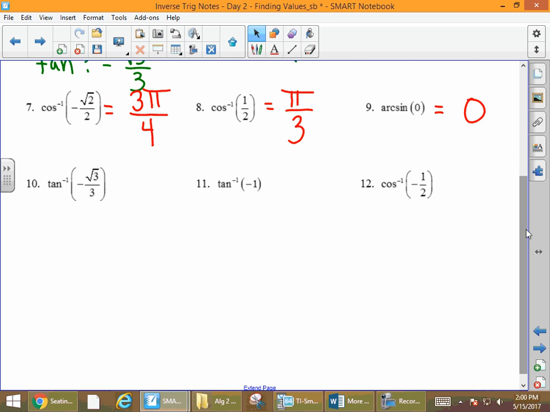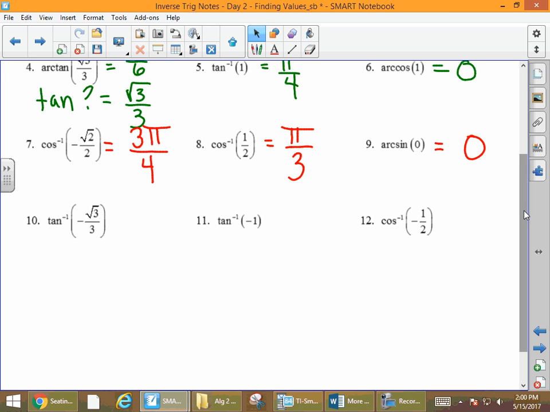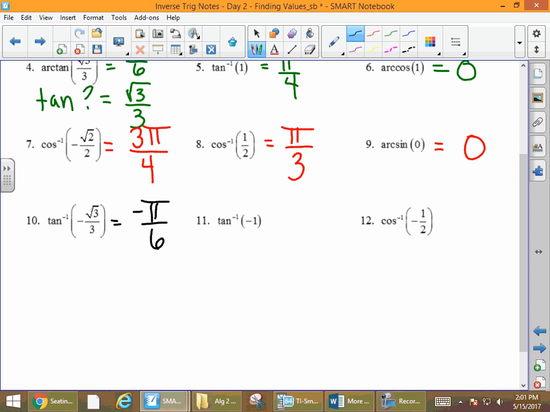So problem number 10. Inverse tangent of negative radical 3 over 3. Remember, when we're looking at tangent, we're looking in quadrant 1 and quadrant 4. So because it's negative the square root of 3 over 3, we're going to be in quadrant 4. And what angle value of tangent has a value of negative radical 3 over 3? It's going to be negative pi over 6. We need to stay within our range there, which is negative pi over 2 to positive pi over 2.